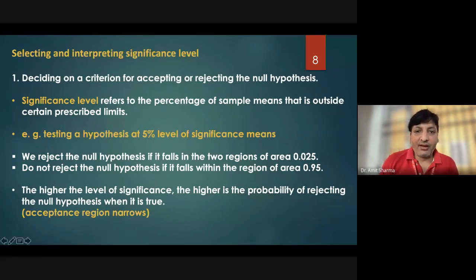For example, the most common choice we use is the 5% level of significance. So we reject the null hypothesis if it is false in the regions or the area of 0.025. Now, what is this? If I'm talking about 5%, it means whenever I have plotted a graph like this, here I have a center.